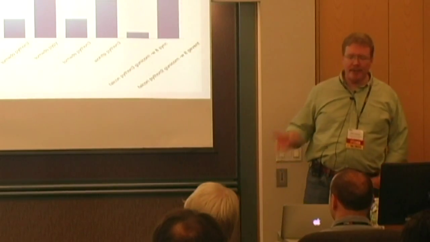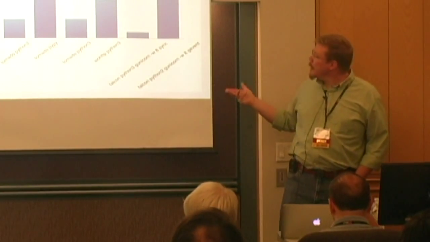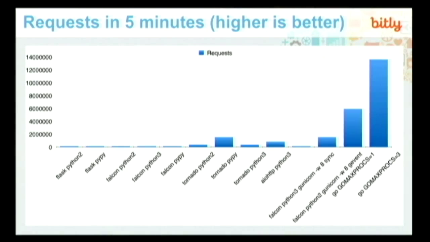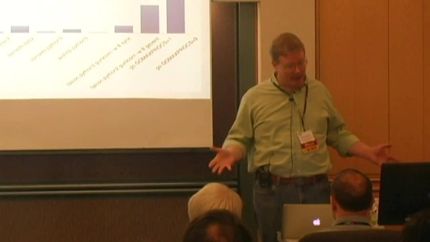So number of requests in 5 minutes in each of these runs. Again, Python, we get a max of about 1.6 million for our 2 front runners here. It's pretty cool. Adding in Go, we get 14 million. Yeah, okay. Yeah, exactly. There's a reason people are writing Go.